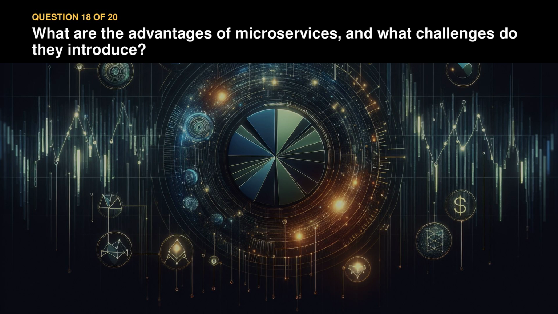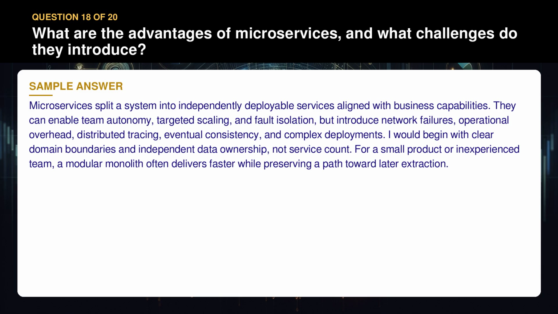Question 18. What are the advantages of microservices, and what challenges do they introduce? Microservices split a system into independently deployable services aligned with business capabilities. They can enable team autonomy, targeted scaling, and fault isolation, but introduce network failures, operational overhead, distributed tracing, eventual consistency, and complex deployments. I would begin with clear domain boundaries and independent data ownership, not service count. For a small product or inexperienced team, a modular monolith often delivers faster while preserving a path toward later extraction.